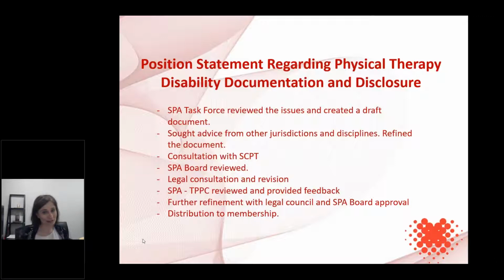I thought it was very helpful, and I'm glad we were able to have the opportunity to consult with SCPT. So they reviewed it, gave some feedback and edits to it. We also had input from the SPA board, and then we invested in some legal consultation. So we had a lawyer provide additional revisions. They added the proxy piece to allow someone to sign on behalf of the patient in a power of attorney situation. And then we also more recently had our third party payers committee review and provide feedback, and then distribution to the membership. And then from here, we thought that it was helpful to provide some education to the members, have a chance to discuss it. And in addition, the Third Party Payers Committee and SPA will be looking at distributing this to maybe specific employers or insurance companies and healthcare providers that we feel that understanding this guideline and where our profession is coming from would be helpful.